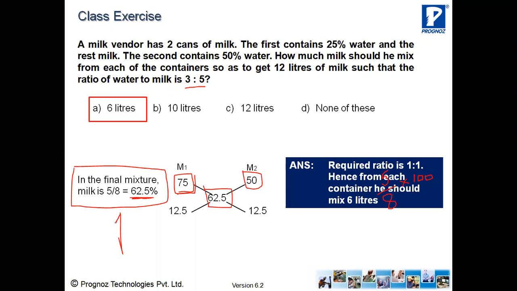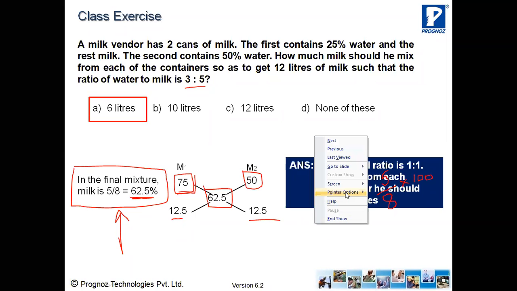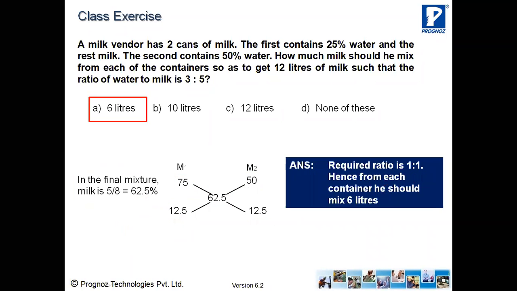Because in the final we are saying that the ratio of water to milk is 3:5, which means 5 parts is milk out of 8 parts. 3 parts water, 5 parts milk, so of total 8 parts, 5 parts is milk. So 5 by 8 into 100 will give me the percentage. So 62.5. Once we do this, we get 12.5 and 12.5, which means the required ratio is 1:1.